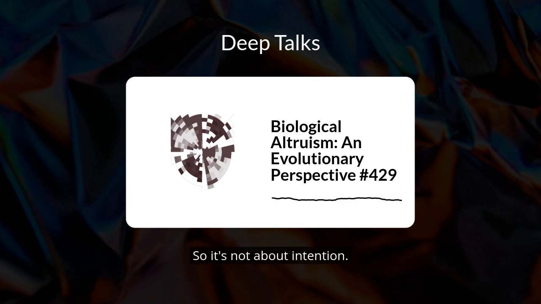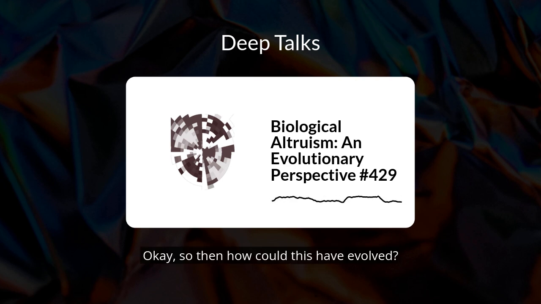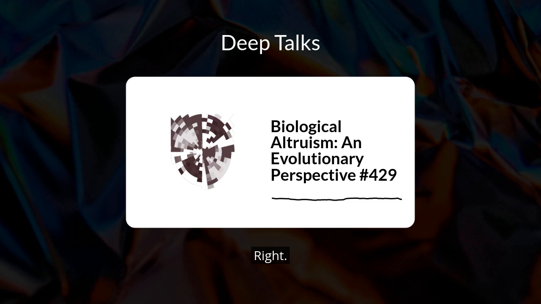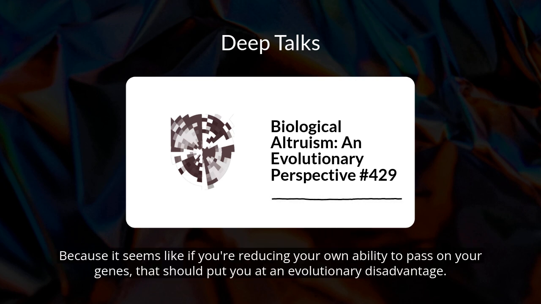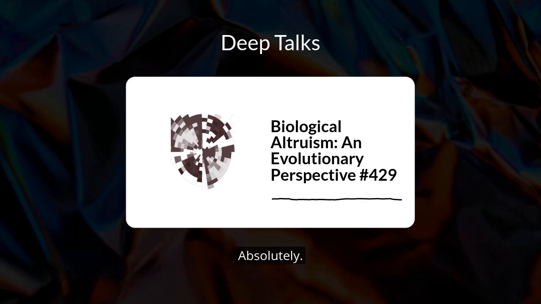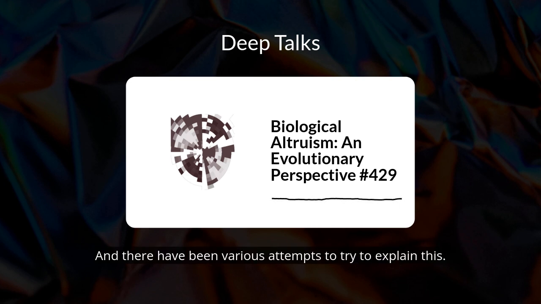So it's not about intention. It's just about the outcome. It's about the measurable outcomes. So then how could this have evolved? Because it seems like if you're reducing your own ability to pass on your genes, that should put you at an evolutionary disadvantage. Absolutely. So this is the puzzle, the Darwinian puzzle of altruism. And there have been various attempts to try to explain this.